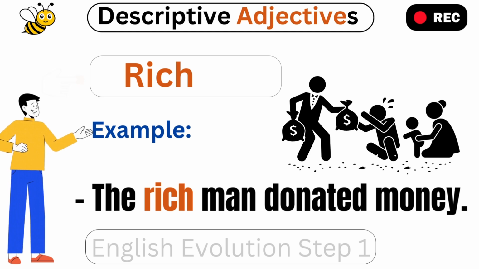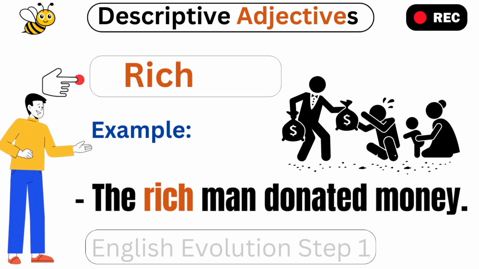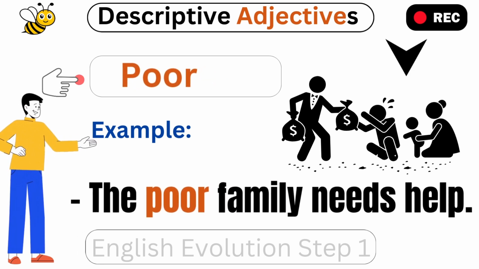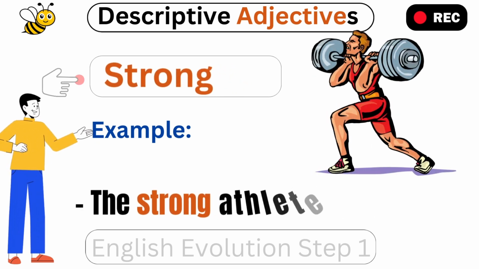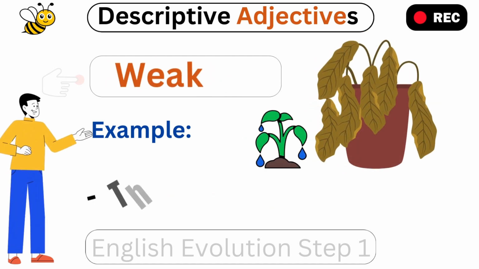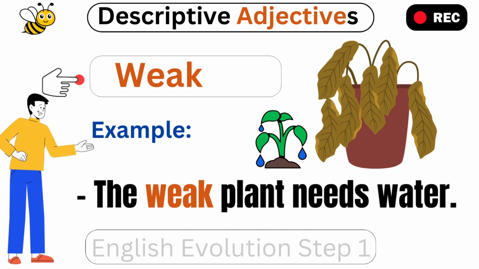Rich. The rich man donated money. Poor. The poor family needs help. Strong. The strong athlete lifted weights. Weak. The weak plant needs water.